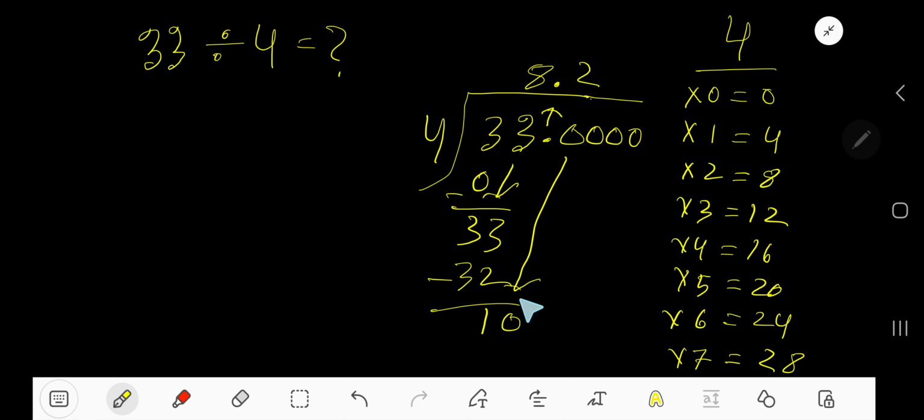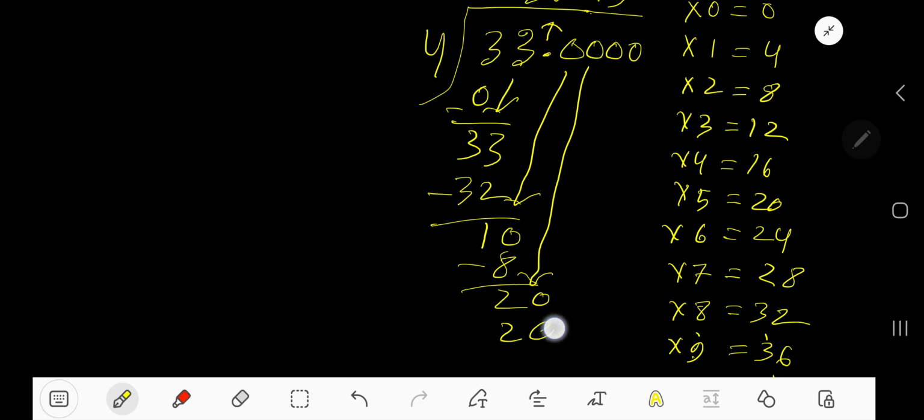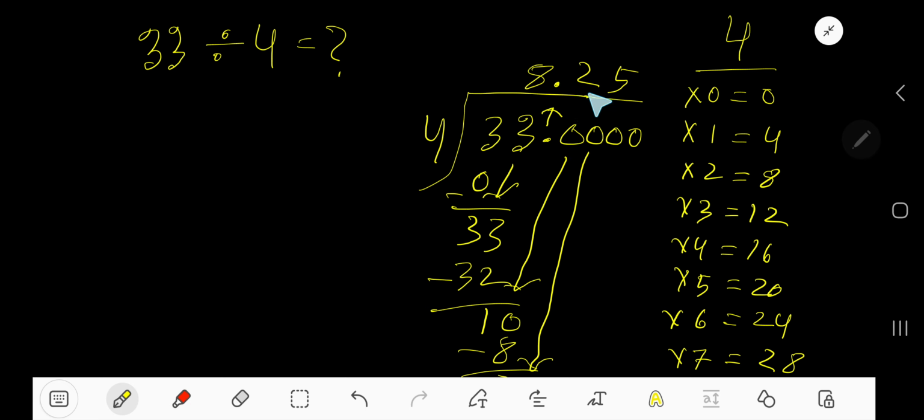Write 2, 2 times 4, 8. Subtract, 2, bring down another 0, 20. 4 goes into 20 how many times? 4 goes into 20, 5 times. So 5 times 4, 20. Subtract, 0. So our answer is 8.25.